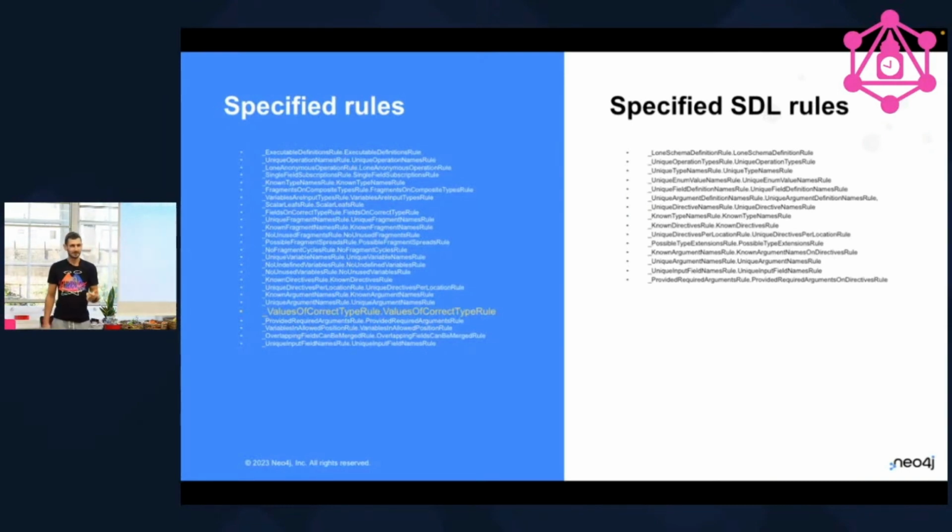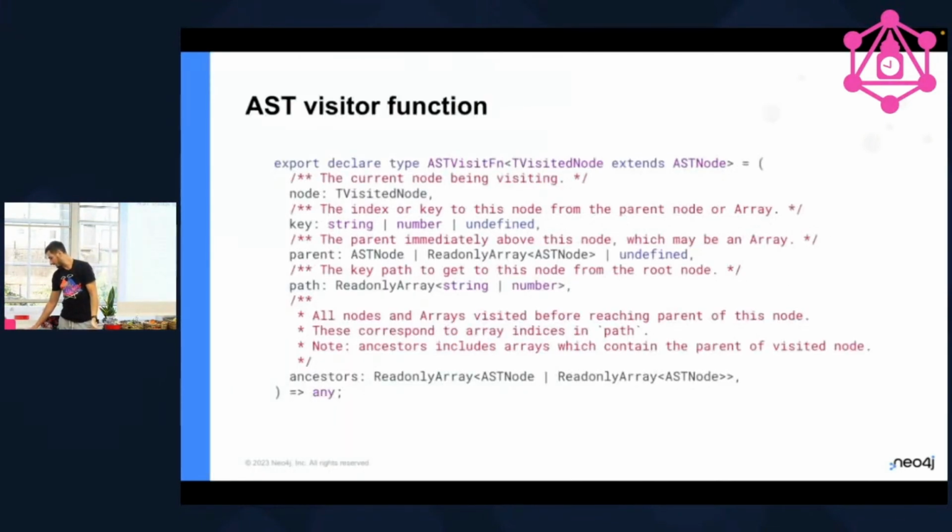So it's an interesting one. I was hoping for this before, using some custom validation tools to overcome these shortcomings. So you can create AST visitor functions. This is one of these functions. It has five arguments. During validation, it's basically going to be called for every single node in your SDL.